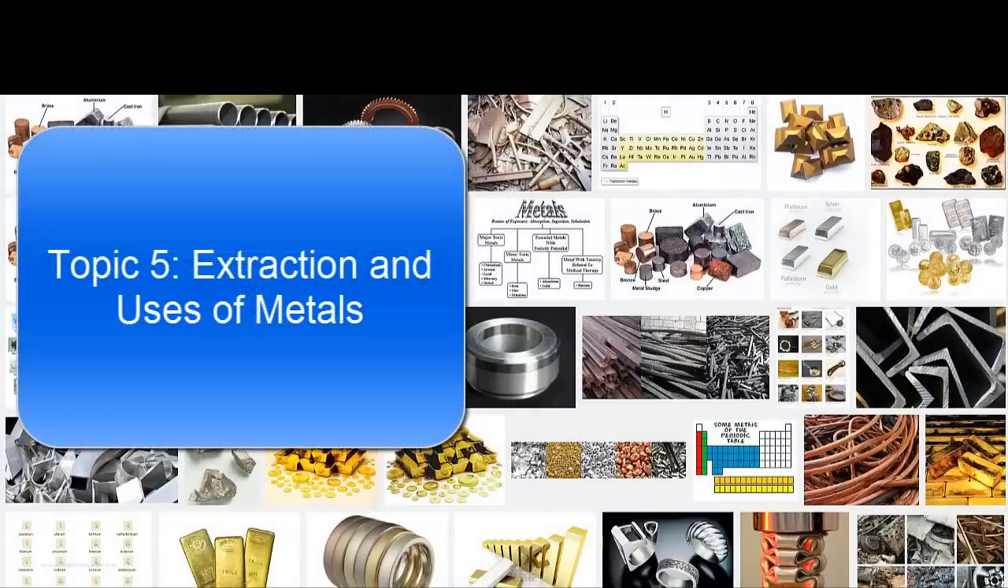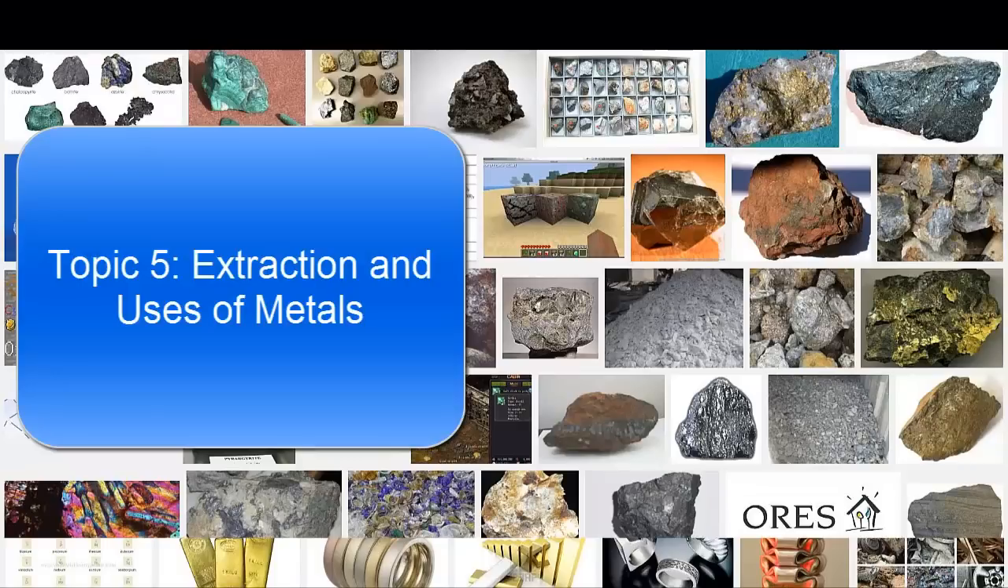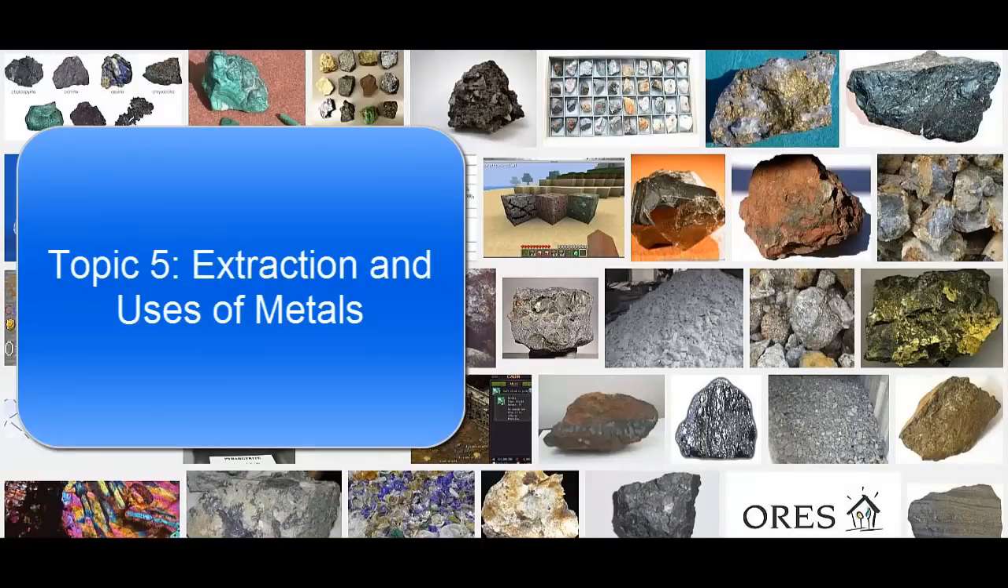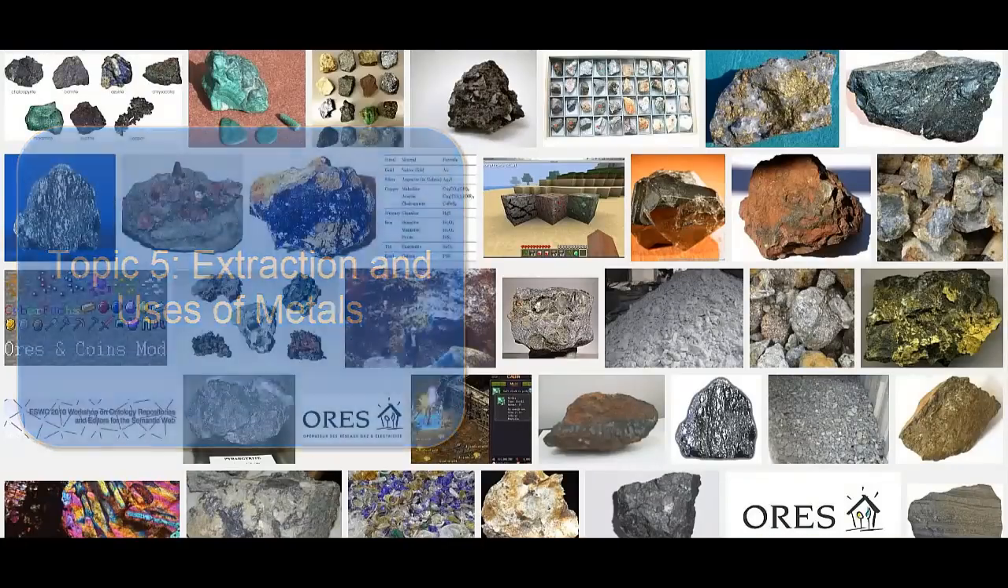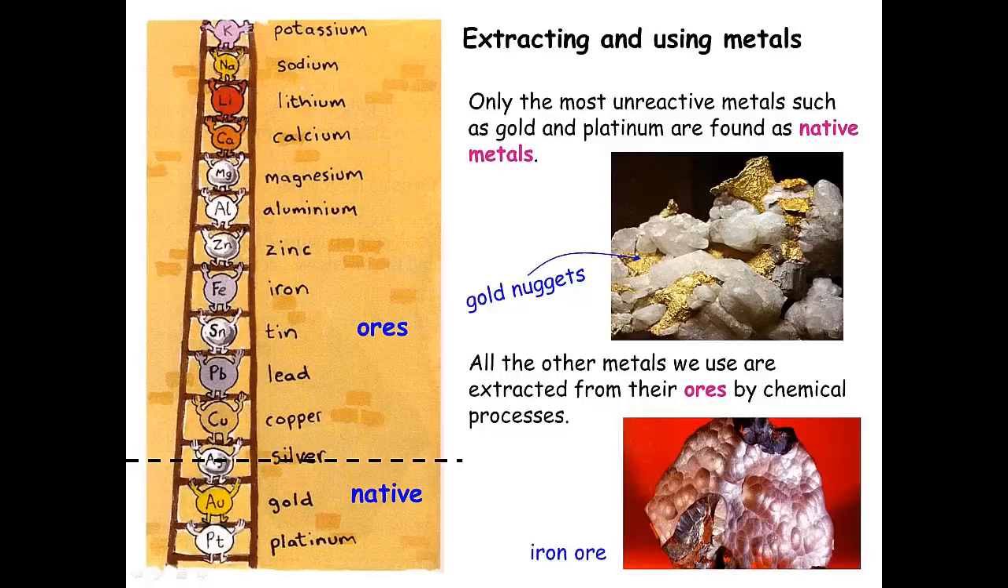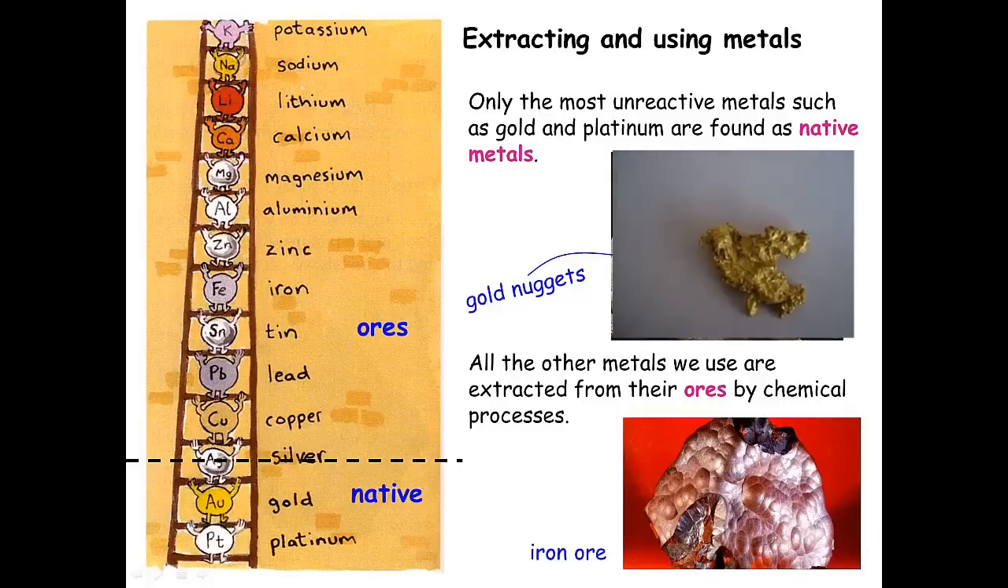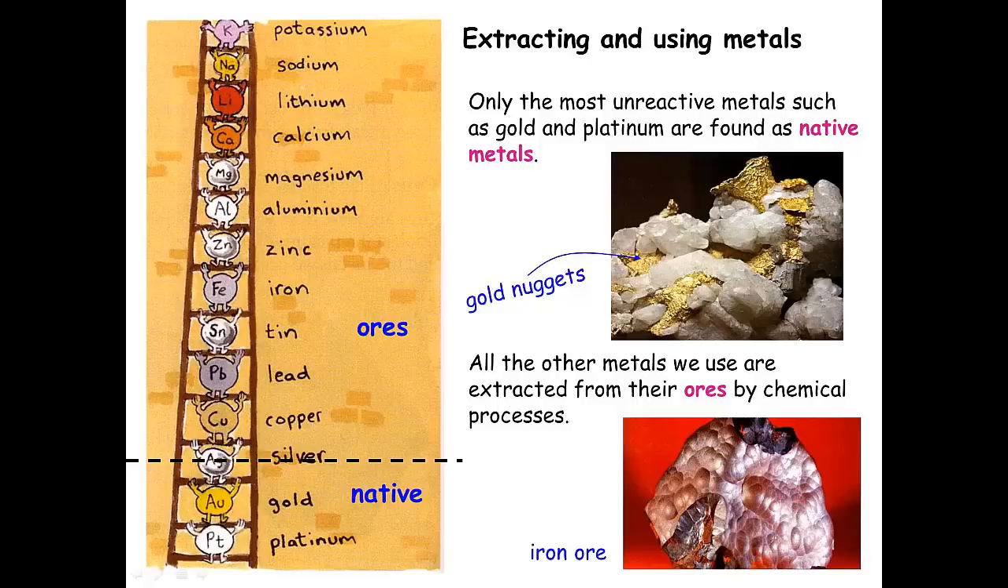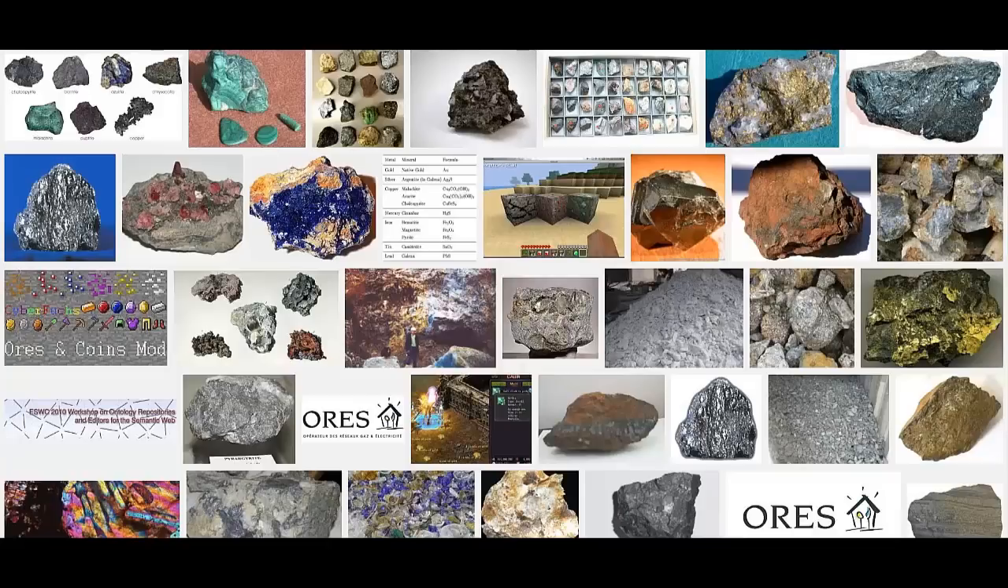Welcome to IGCSE topic 5, the extraction and uses of metals. Some metals, often the most unreactive metals such as gold and platinum, can be found as native metals. That means that you can literally find nuggets or lumps of gold or platinum outside, unreacted, which can be shaped and used straight away. However, most of the metals that we use come from ores.